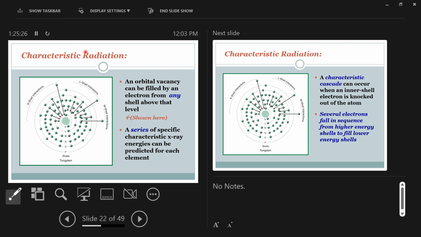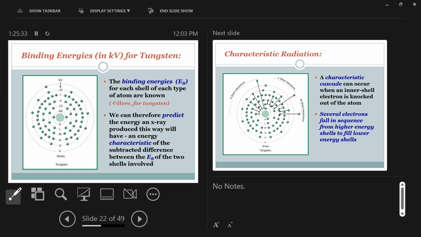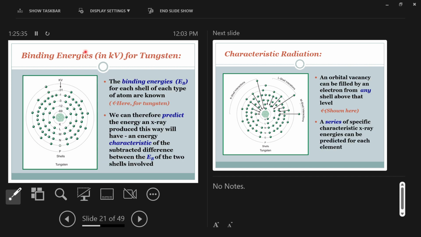So think about it like this, right? If the K shell is open, this is kind of confusing. Let me go back to this picture real quick. If the K shell gets opened, then let's say the L shell falls to the K shell. We know what energy the X-ray photon will be. It's 57 kV, right?